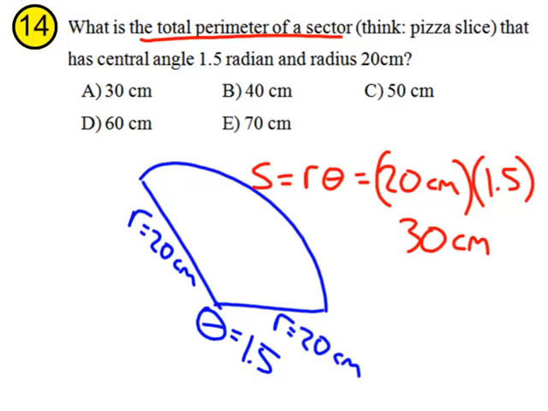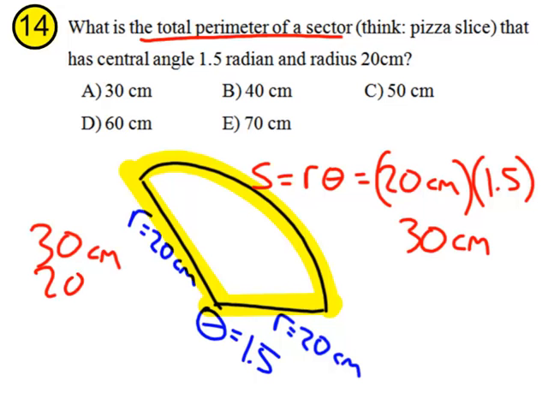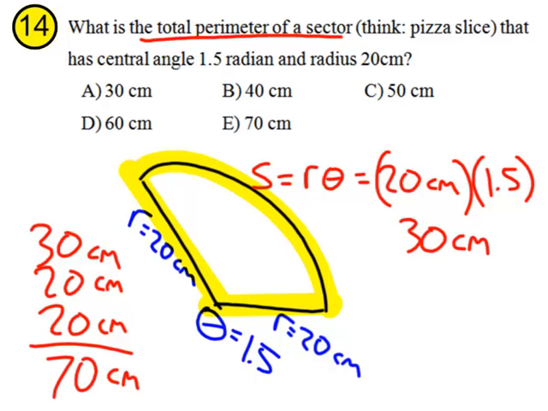And if we go ahead and add 30 centimeters plus 20 centimeters plus another 20 centimeters, that would give us 30 centimeters for the arc, 20 and 20 for the two radii. That would add up to 70 centimeters for the perimeter. So our answer is E.